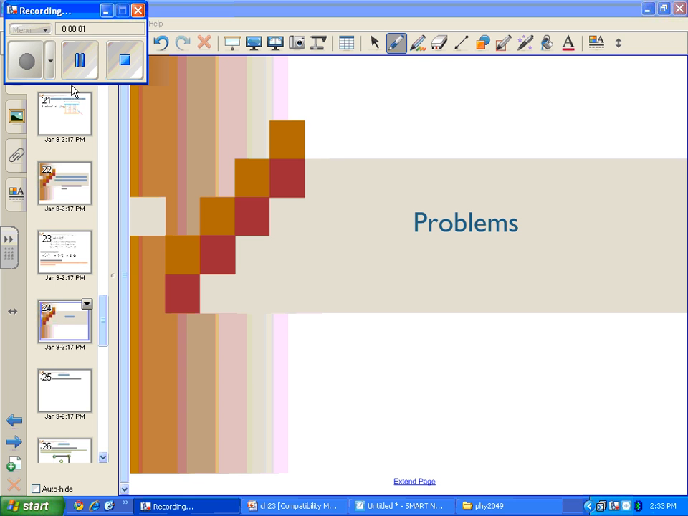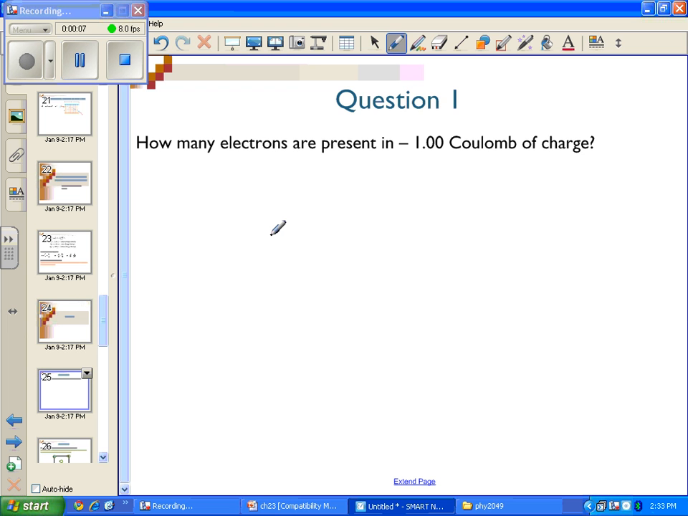Welcome to the first part of the problem-solving session for Chapter 23. Let's begin with the first problem. Here, we are asked to determine the number of electrons which are present in Q equals -1 coulomb of charge.